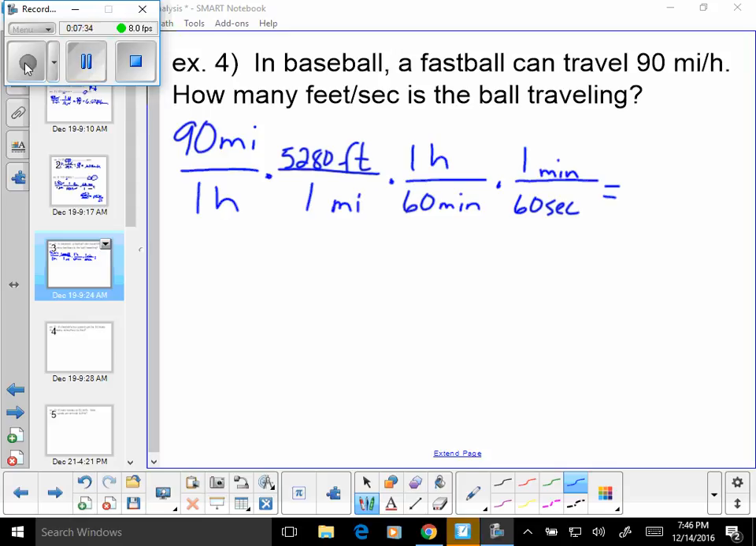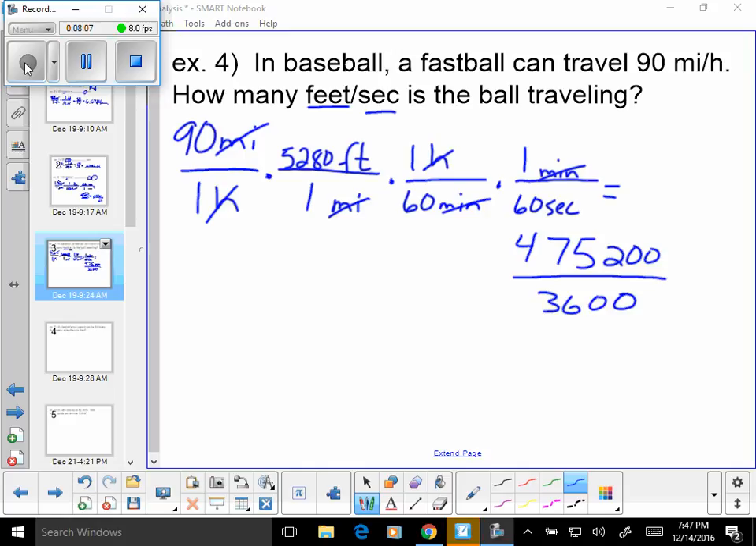Okay, I didn't say much, so I hope you followed what I did. I changed from miles to feet. Miles will cancel with miles. Hours here cancels with hours here. Minutes will cancel with minutes. All the labels I have left are the feet and the seconds. If I do the math on this one, I will get 475,200 divided by 3,600, and that's going to be approximately 132 feet per second.